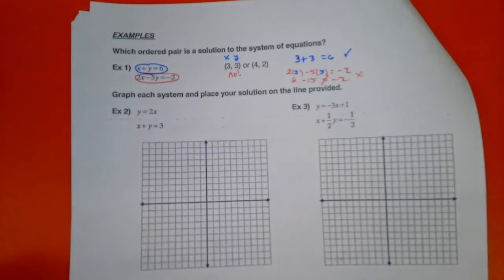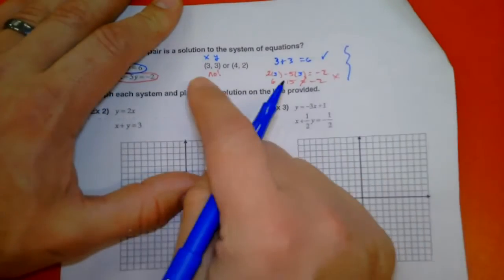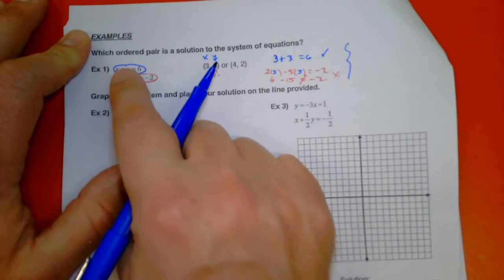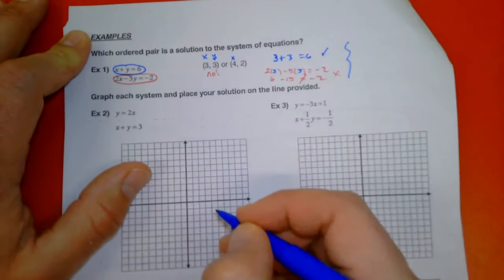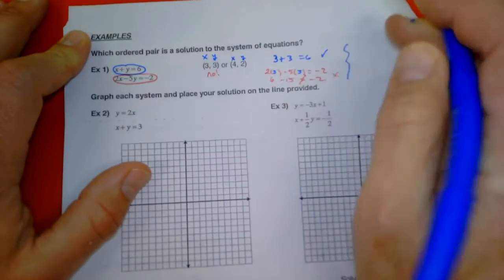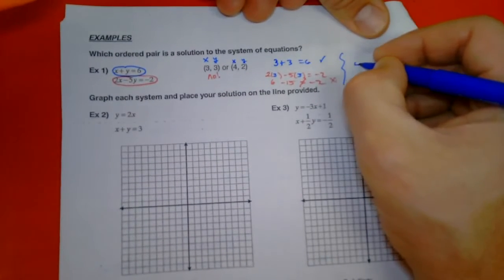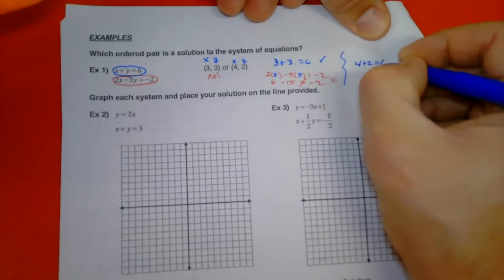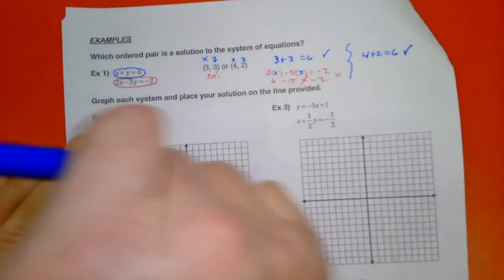Well, now we want to check and see if 4, 2 works. So we go back to the blue equation, x plus y equals 6, and anywhere there's an x, I'm going to put in 4, and anywhere there's a y, I'm going to plug in 2 and see what I get. So as I take a look, I got x plus y, 4 plus 2, is that equal to 6? Yes.